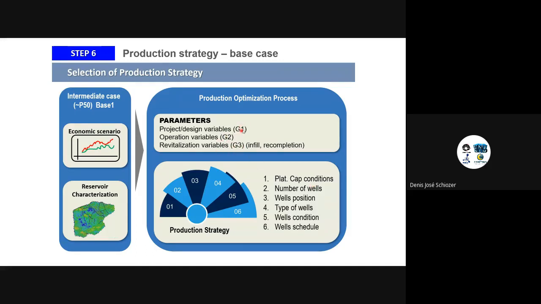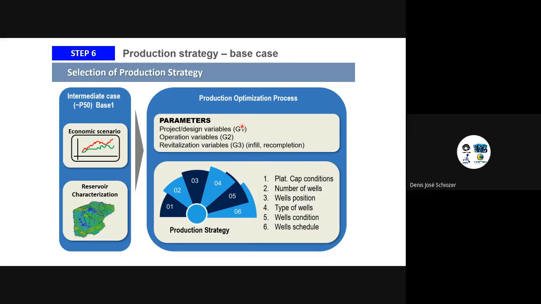We divide our parameters in 3 groups here, as I talked previously. Group 1, which are the project and design variables. Group 2, which are the operational control variables. And Group 3, which are the revitalization variables. So we have to optimize these 3.